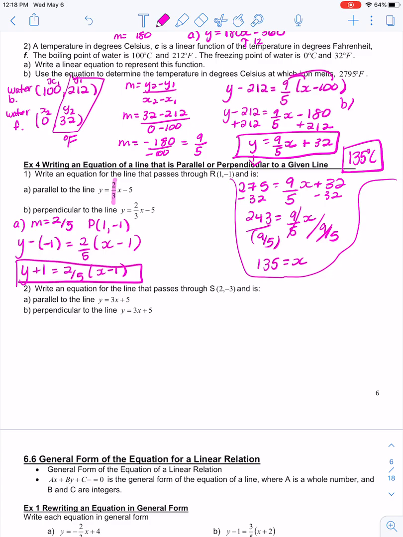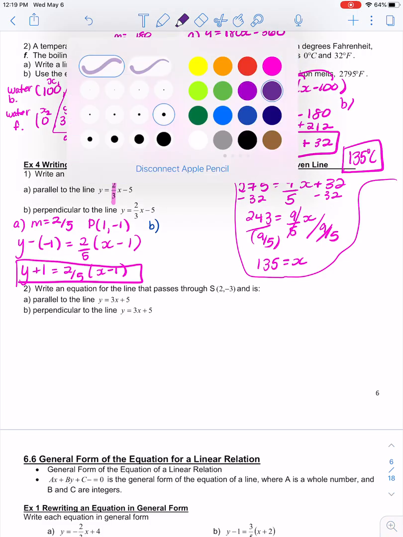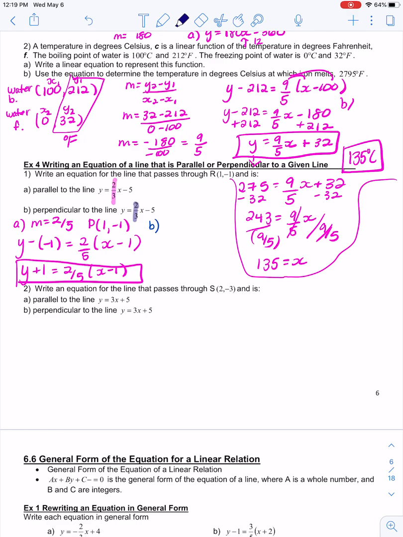And for B, let's see if we can squeeze B in there. I'll maybe use a different color. Perpendicular to the line 2/3. So if it's perpendicular, that means that the slope is the negative reciprocal. So that means I take the bottom number, put it on the top, and take the top number, put it on the bottom, and take the negative. So that becomes -3/2. So I still have the same point. So it's y minus -1 is equal to my slope, which is -3/2, times x minus 1. So again, just to simplify, that becomes y plus 1 equals -3/2 times x minus 1. There we go.